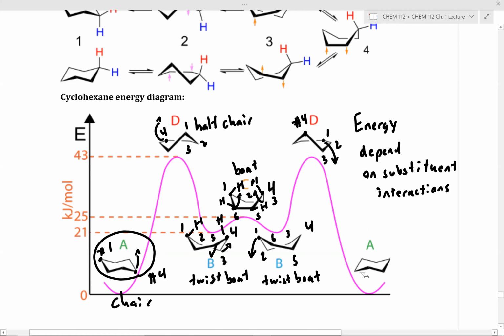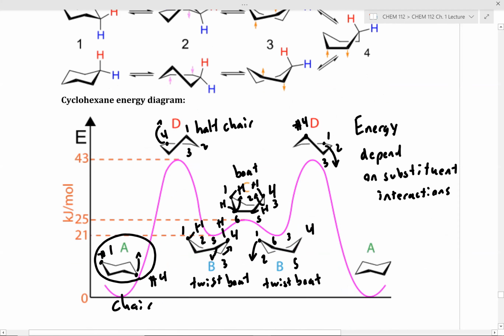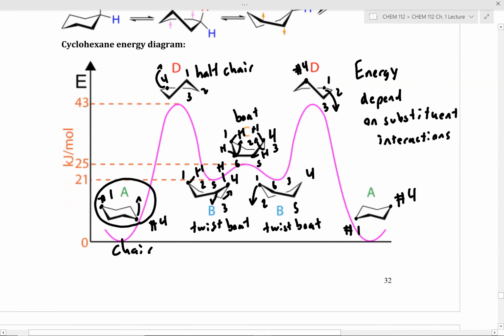One moment. Let's just check. Yep, perfect. Okay, so this is the complete energetic diagram for a ring flip for a cyclohexane system.